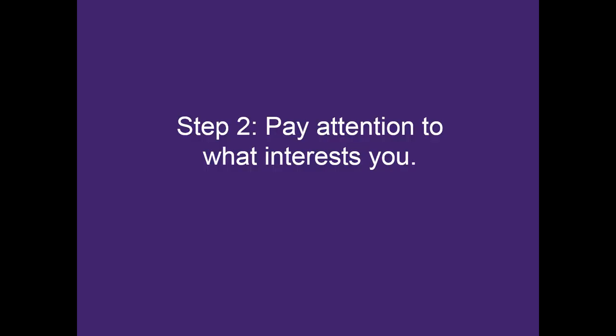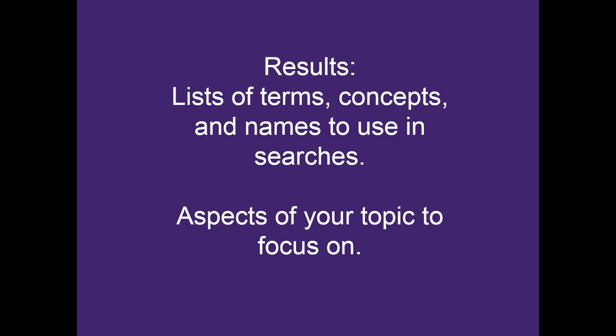Step 2. Pay attention to whatever sparks your interest and curiosity and make a note of it. This will help you to focus on a specific aspect of your topic. When you've completed steps 1 and 2, you'll have a list of terms, concepts, and names that you can use when you're searching for more materials. You'll also know which aspects of your topic you want to focus on.